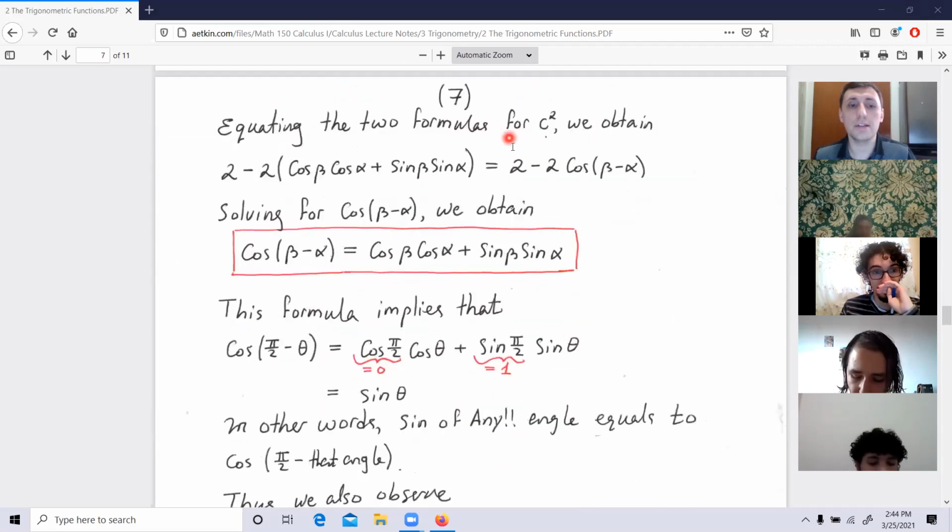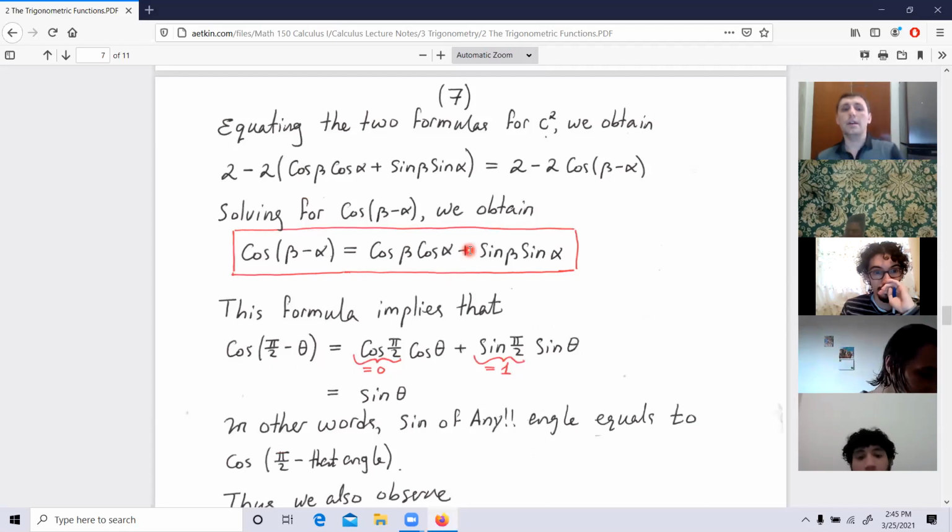This is the formula, guys. Look at it. So cosine of beta minus alpha, what you do is calculate cosine of this angle times cosine of the second angle plus sine of this angle, sine of the other angle. The minus is a plus here. And this is what the formula implies.